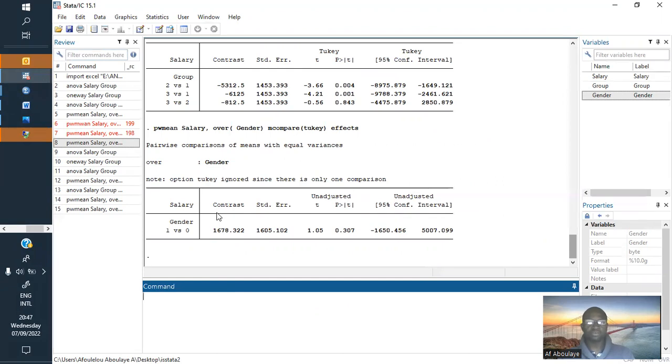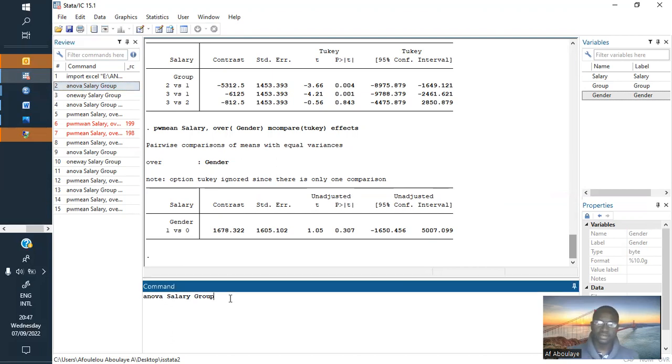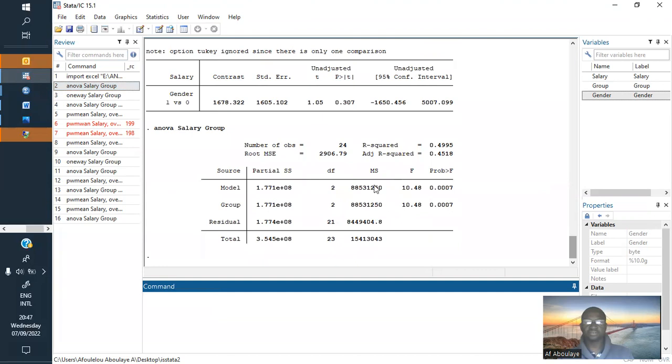Let's start with one-way ANOVA. I just have to write anova, then the quantitative variable, which is the dependent one, salary, and then group, and I can run it, and I have the result. What's the meaning of what we have here? First of all, as we can see, the model and also the group are statistically significant. They are less than 5%. Here we can say that group has an impact on our dependent variable.